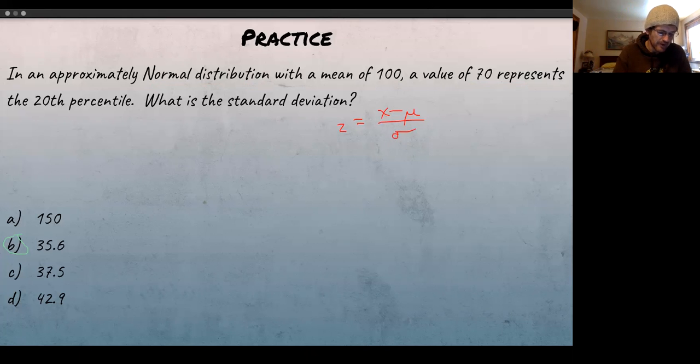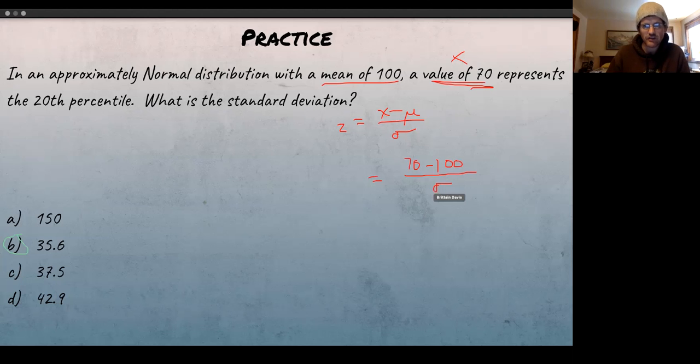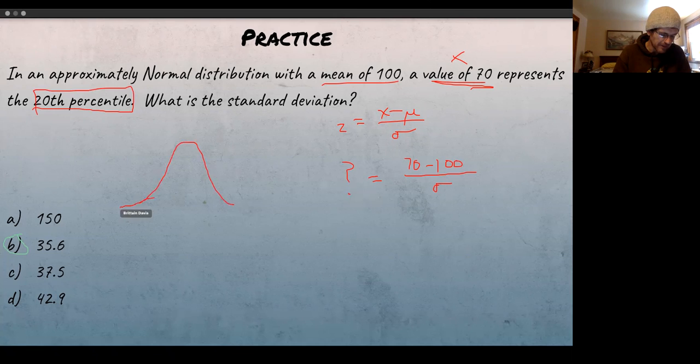So if I have a mean of 100, so I'm just going to plug that in, minus 100, a value of 70. This is my x. So I'll put 70. What is the standard deviation? So I know I'm solving for the standard deviation. It asked me that. So I know I need to find the z-score. Okay, and it tells me that it represents the 20th percentile. So in a normal distribution, wherever this happens to be, 20% of the data is going to fall below it. So what is this z-score? And the way we do that is inverse norm. So I want to do inverse norm.